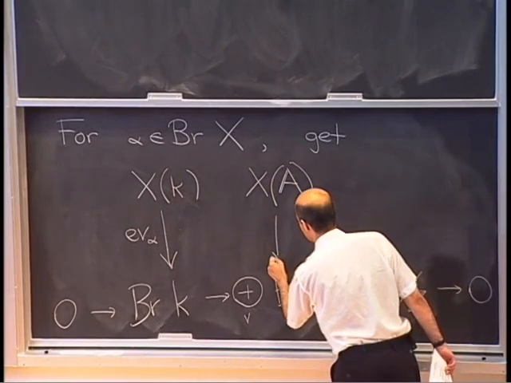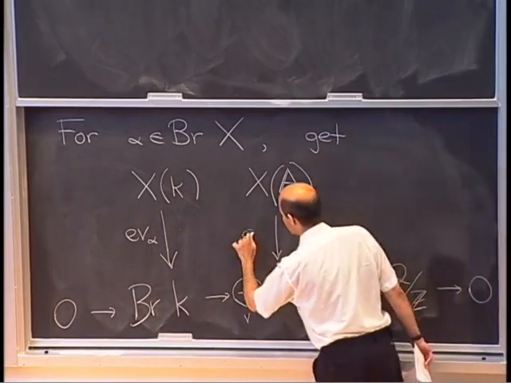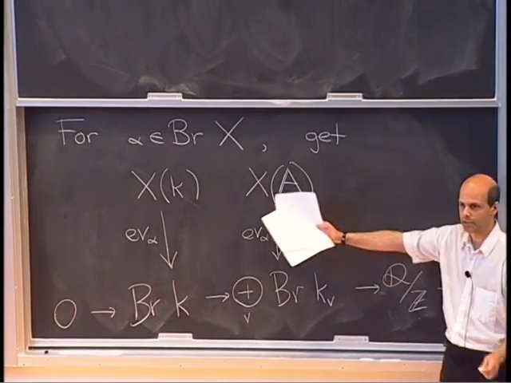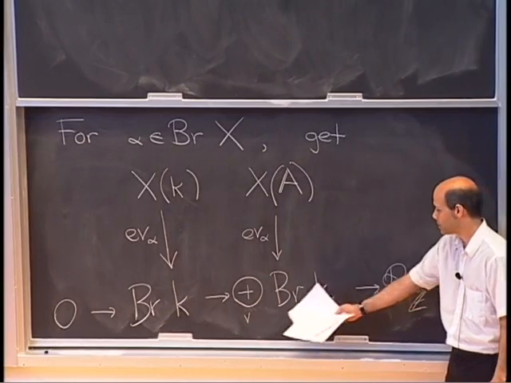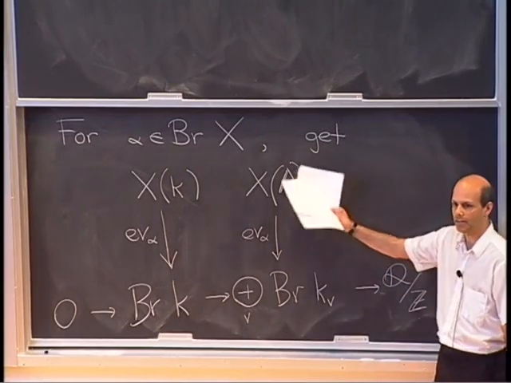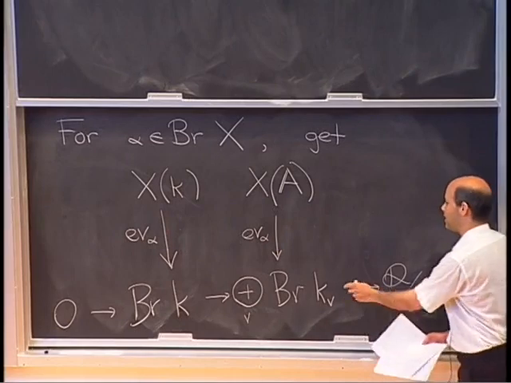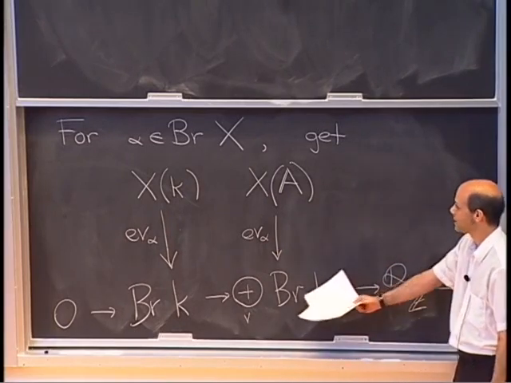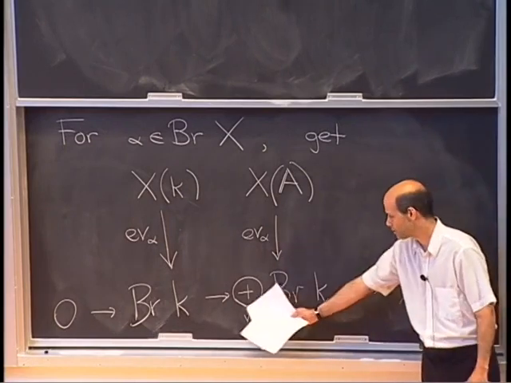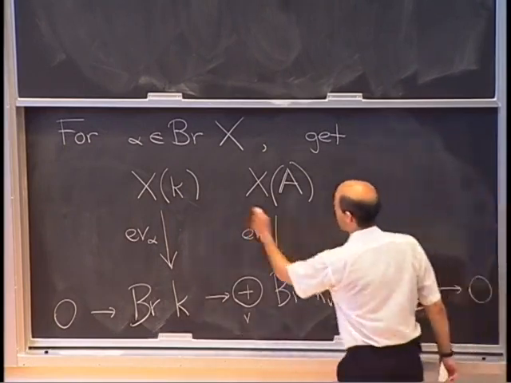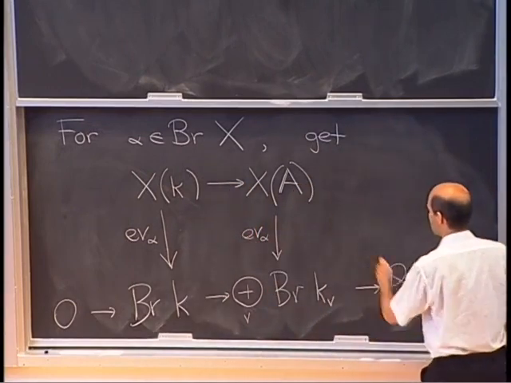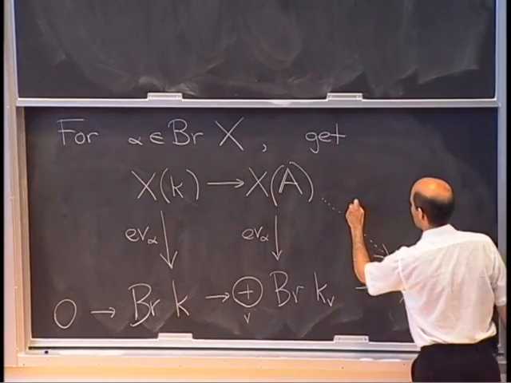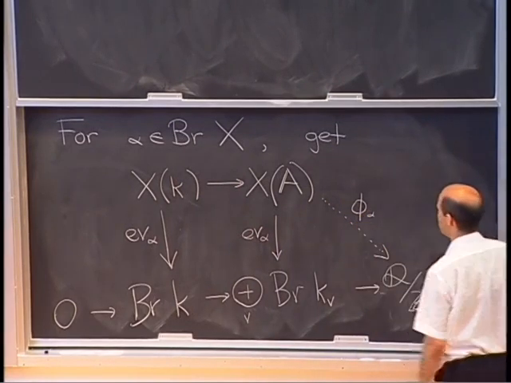And then I can evaluate alpha at every component of this adelic point, in other words, at each k_v point, and I'll get an element of the Brauer group of k_v for each v, and then I can add. So I get a map like this, and it turns out most of them are 0, so that's why it goes into the direct sum. And this commutes, and I can just draw in the composition here. So we call this phi sub alpha.